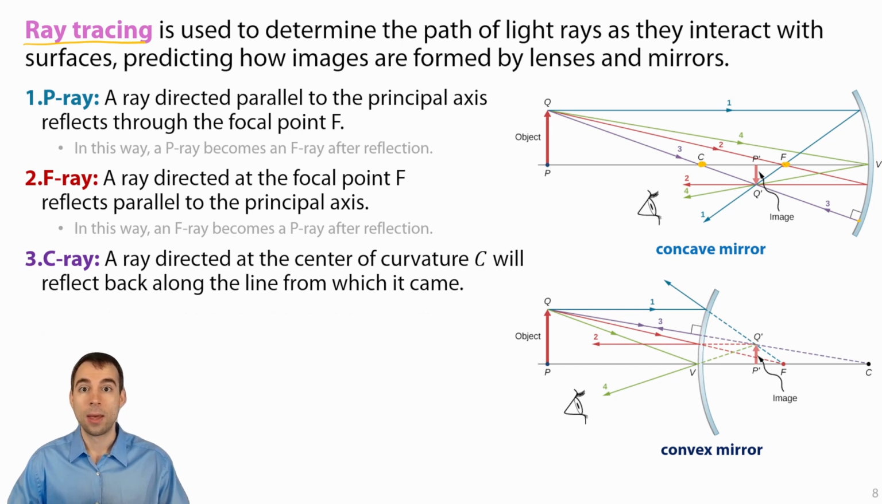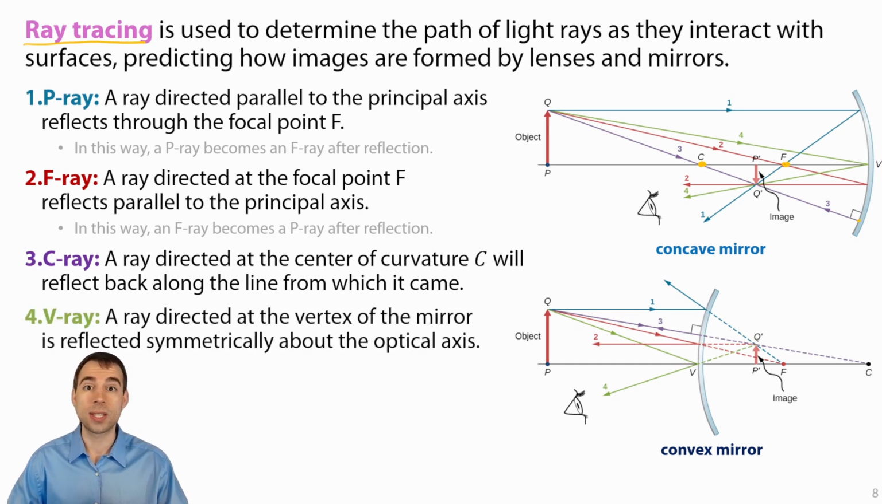We can also draw the V ray, which is the vertex ray. This is drawn toward the vertex point of the mirror. That's the center of the mirror, bisected by what we would call the principal axis that our object rests on, or perhaps we could also sometimes call that the optical axis. And the V ray will come from the top of the object, go toward the vertex of the mirror, and it will be reflected with an angle that is equal to the incident angle, obeying the law of reflection.